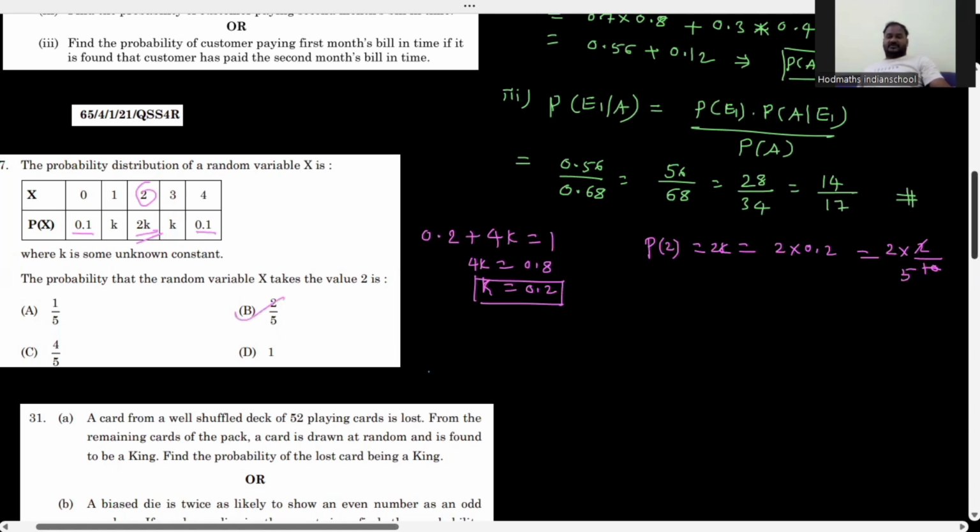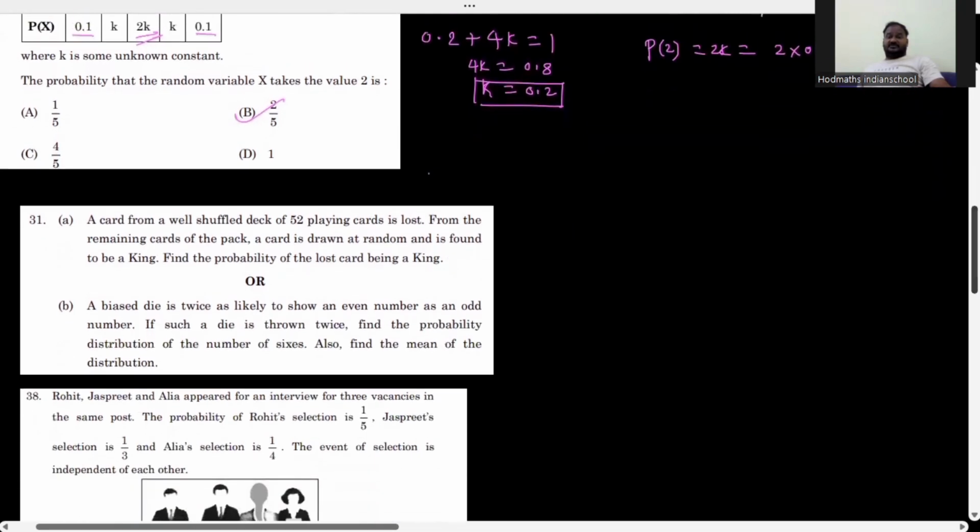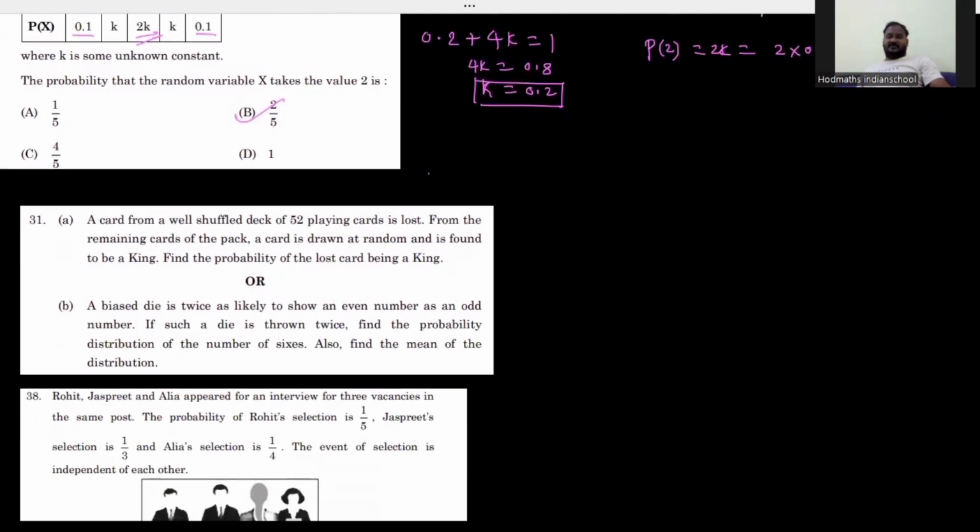Coming to the next problem, which is a 3 marks question. The 3 marks question has an internal choice given here. In this 3 marks question, a card from a well shuffled deck of 52 playing cards is lost. From the remaining cards of the pack, a card is drawn at random and is found to be a king. Find the probability of the lost card being a king. I think it is just similar to a textbook problem. Now a card from a well shuffled deck of 52 cards is lost.